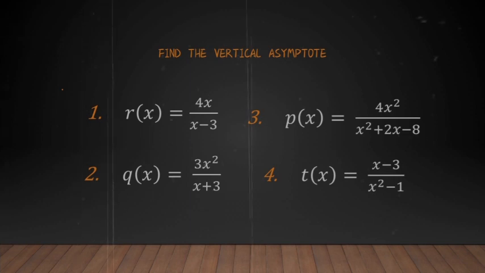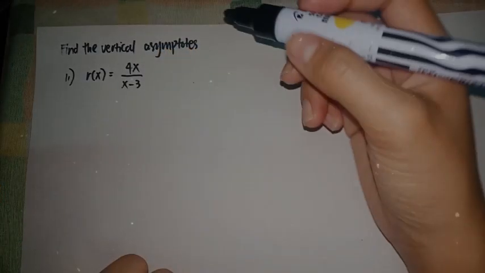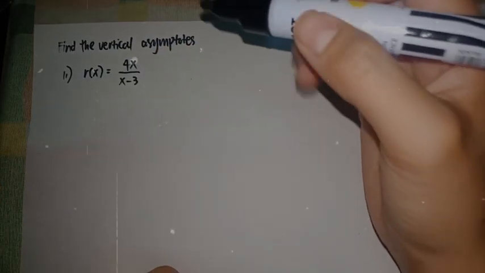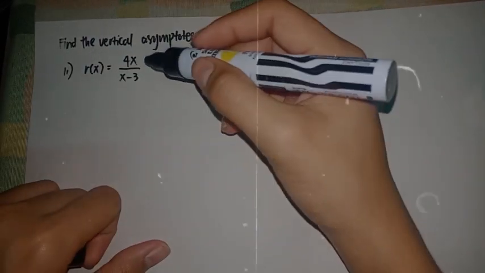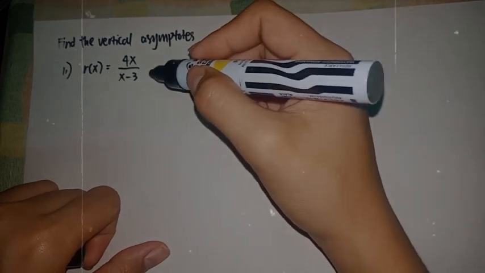Okay, so let's have an example. Let's try to find the vertical asymptotes for 4 examples. And I have here the first one. Rational function r of x is equal to 4x all over x minus 3.